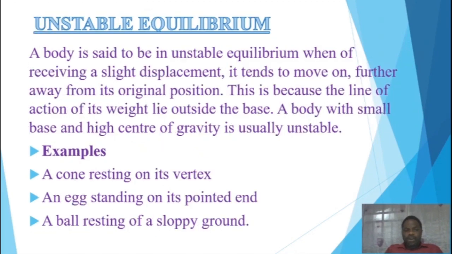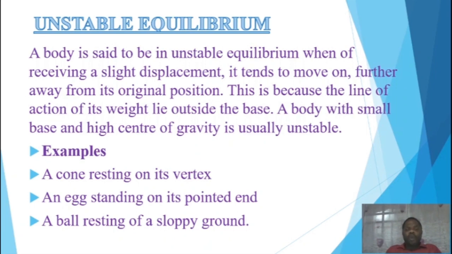Okay, then unstable equilibrium. Now, a body is said to be in unstable equilibrium when, on receiving a slight displacement, it tends to move further away from its original position. Now, this is because the line of action of its weight lies outside the base. So once the line of action lies outside the base, the body is said to be unstable. So we now say a body with a small base and high center of gravity is usually unstable. So consider a situation where somebody is standing with one leg.